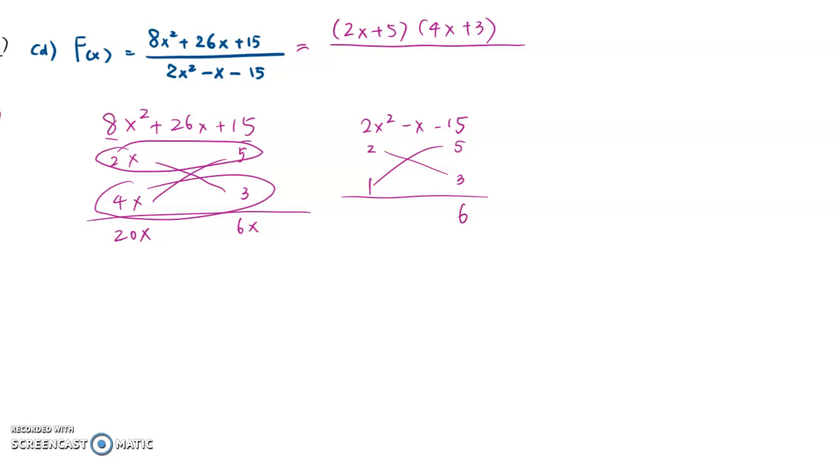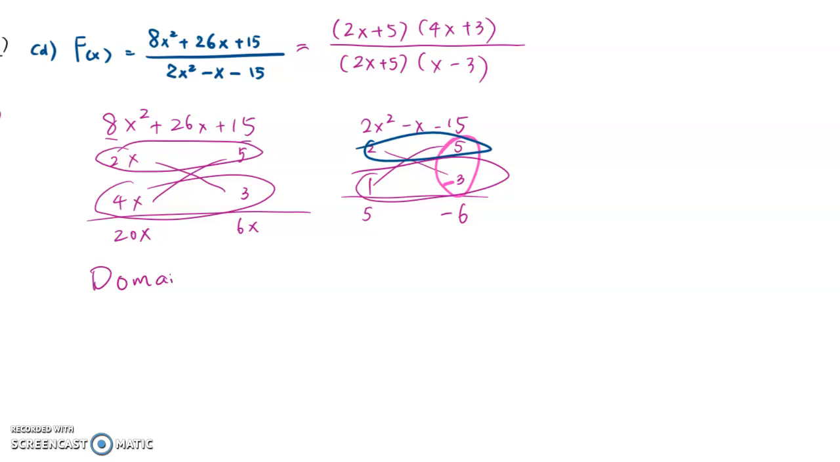So that's a 6. 5 times 1 is 5. I need a negative 1 in the middle. That means this 6 is negative. Right, trace it back. That means 2 times negative 3 will give me negative 6. And let me check over here real quick. 5 times negative 3 is negative 15. Perfect. This is the right combination. So that means I can factor the bottom as first factor 2x plus 5. Second factor is 1x minus 3. So x minus 3.